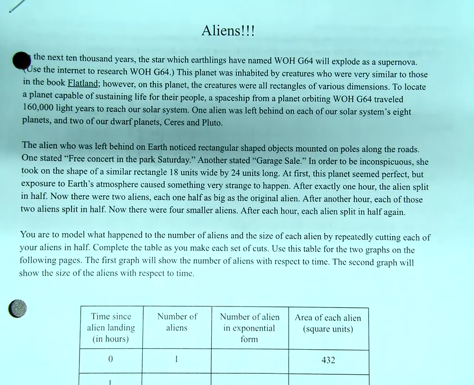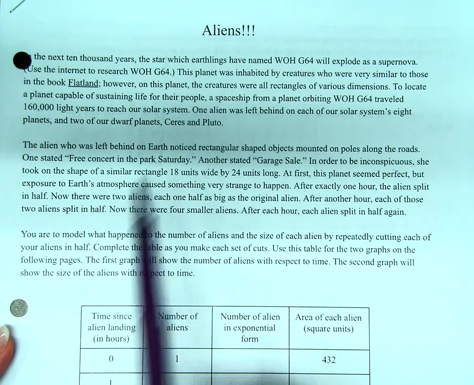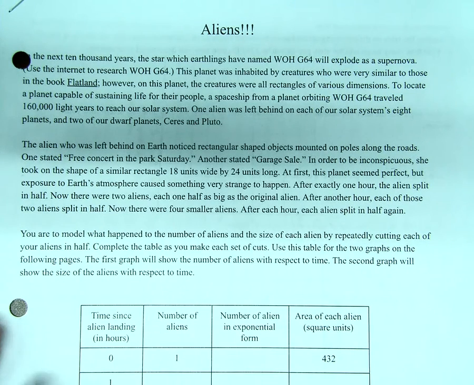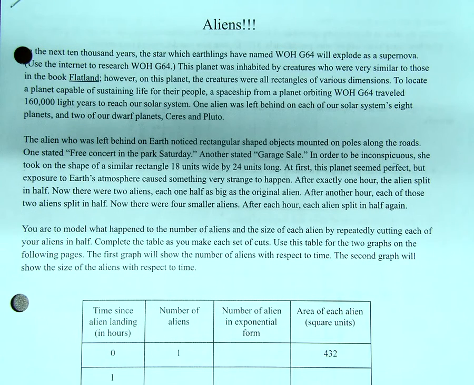The alien who was left behind on Earth noticed rectangular-shaped objects mounted on poles along the roads. One stated, free concert in the park Saturday. One stated, garage sale. So what was the alien seeing? Signs. Okay. In order to be inconspicuous, she took on the shape of a similar rectangle, 18 units wide by 24 units long. At first, this planet seemed perfect, but exposure to Earth's atmosphere caused something very strange to happen.